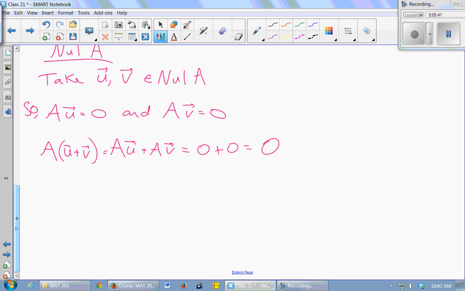I have to show the scalar property too. If I do A times cu, I can use the associative property and pull the c right out. This is c times Au, which is one of the properties of a vector space. And that's c times 0, which is 0. So any scalar multiple of u also goes to 0, so it's also in the null space. And then what's the third thing you have to show for something to be a subspace?